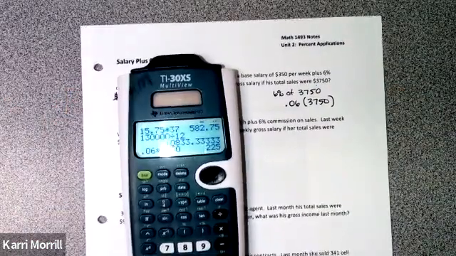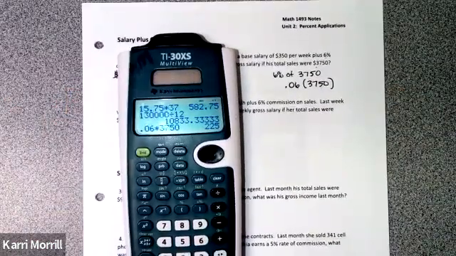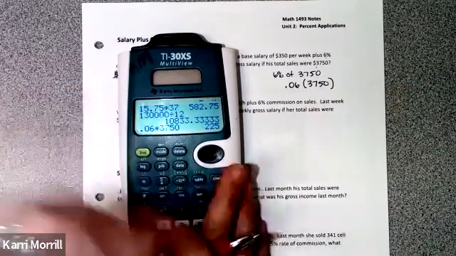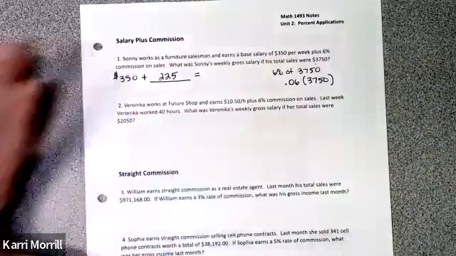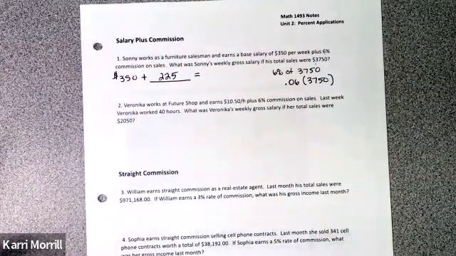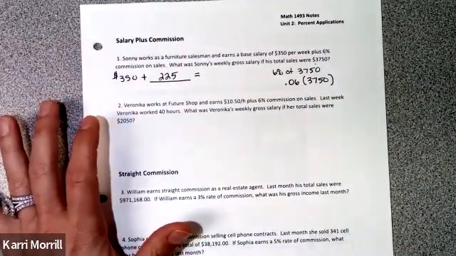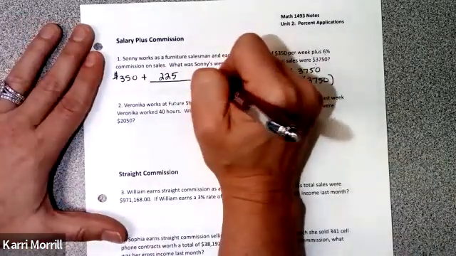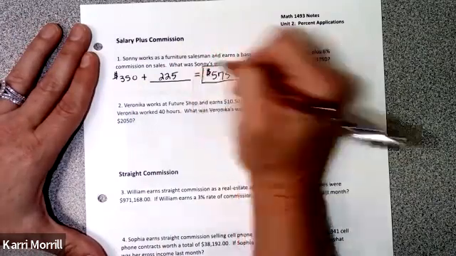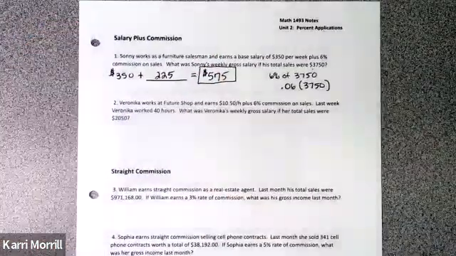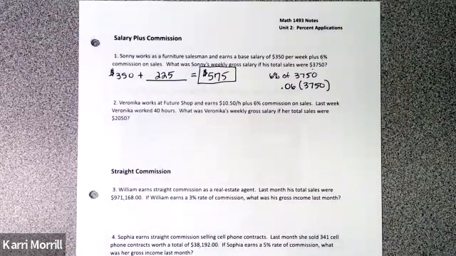So since Sonny sold that $3,750 thing, we get to add $225 to that week's paycheck, is what that means. So 225 plus 350 means that week Sonny gets to take home $575. Do you guys get that? Weekly pay, and then, oh, cool, we got a sale, so we get money on top of it.